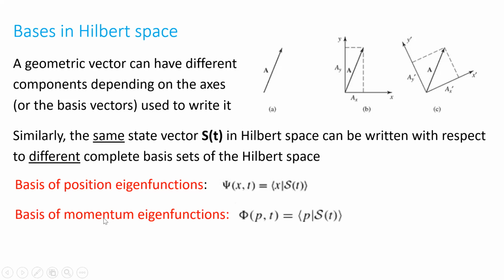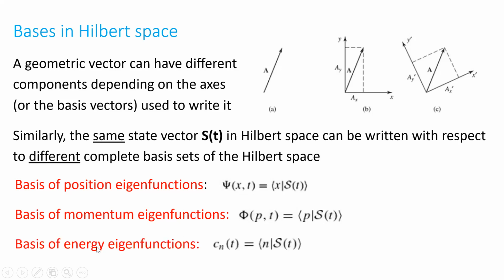The momentum is another Hermitian operator. So the set of all momentum eigenfunctions is another complete basis set. And so we can take that same state vector S and write it in terms of the momentum eigenfunctions by taking this inner product of the momentum wave function with the state vector. And then we get what we call the momentum space wave function, phi of p and t, okay? And later on, we'll show how to use Dirac notation to go back and forth between these. We've already seen the formula in a previous lecture, but this will be a nice usage of the Dirac notation.